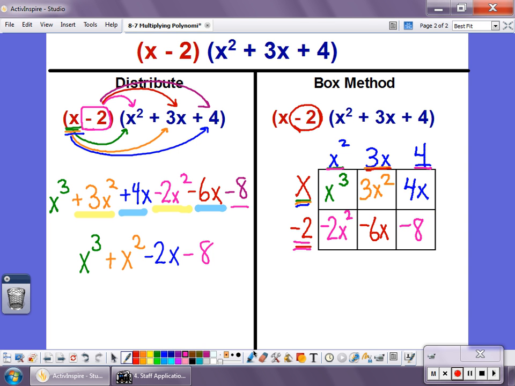And again, remember, the things on the diagonals are going to be my like terms. So you can see x squared, those are going to combine together. And here I have an x and an x. So those are like terms, and they're going to combine together. So if I look at this, I've got one x cubed term. I've got a 3x squared minus a 2x squared, which is going to give me positive 1x squared. 3 minus 2 is 1. And then I have a 4x minus 6x, which is a negative 2x. And then finally, my negative 8 has nothing to combine with it.